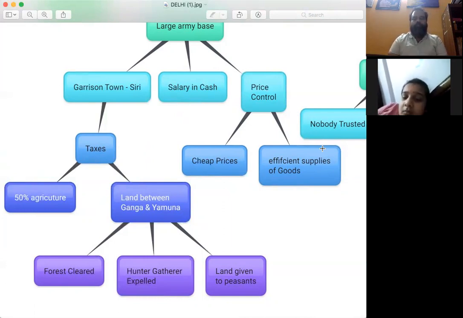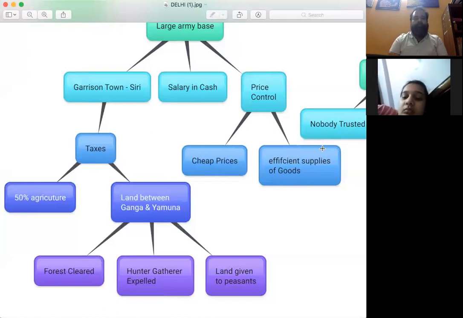And then also, to increase the area of agriculture, what they did: there used to be a lot of forest between Ganga and Yamuna. Yamuna is here in Delhi, and Ganga is towards Haridwar, Rishikesh. Between this area, there used to be a lot of forest, and a lot of hunter-gatherers also lived in the forest. But he cleared this forest by burning it. That was the standard way of clearing the forest, by burning it and cutting it.